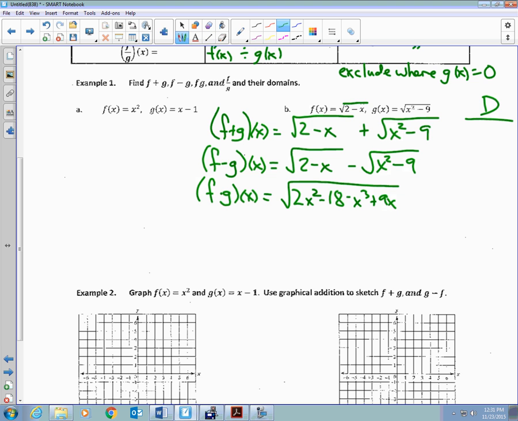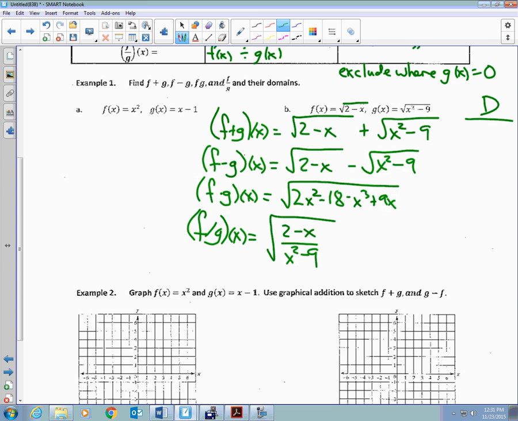And if I divide two radicals, if I have a radical on the top and a radical on the bottom, I can simply write it as the square root of the whole thing, right? So I will do that for division. F divided by g of x is equal to the square root of 2 minus x over x squared minus 9. Now, to everybody who says you can't have a radical in the denominator, you can as long as there's a variable involved. So if it was, say, just the square root of 7 in the denominator, then you would have to rationalize the denominator, but we don't have to in this case.